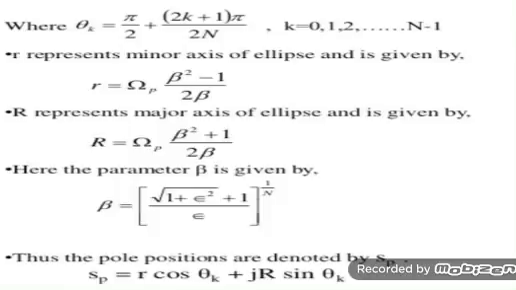Thus the pole positions are denoted by SP. SP equal to xk plus j yk, which is equal to r cos θk plus j capital R sin θk in polar form.